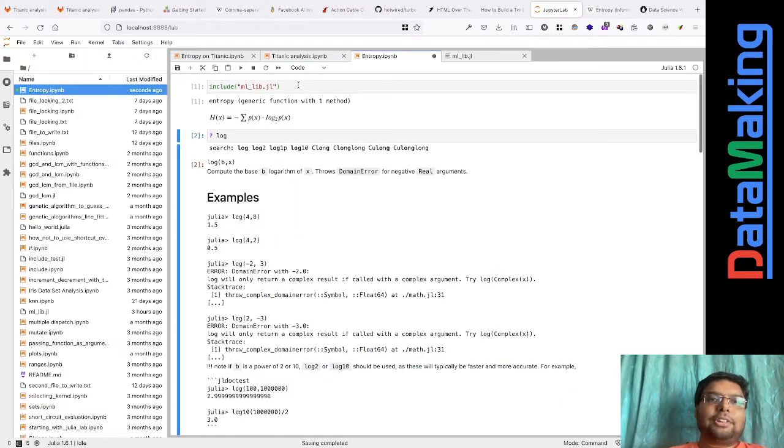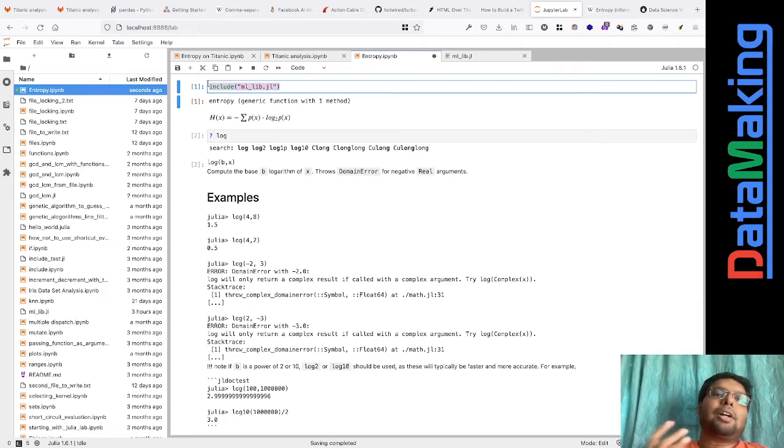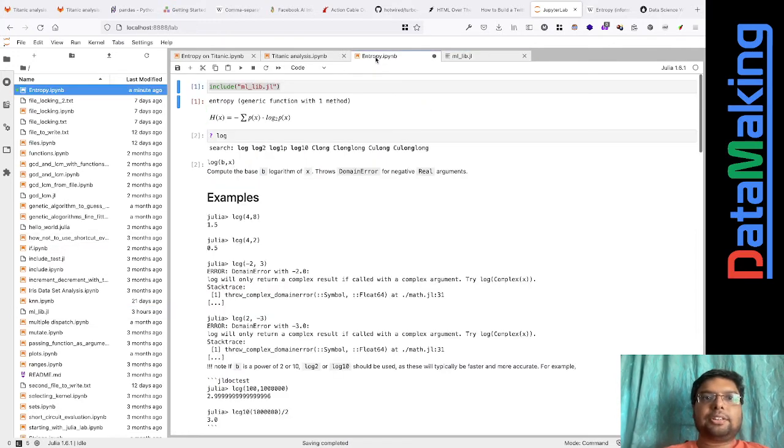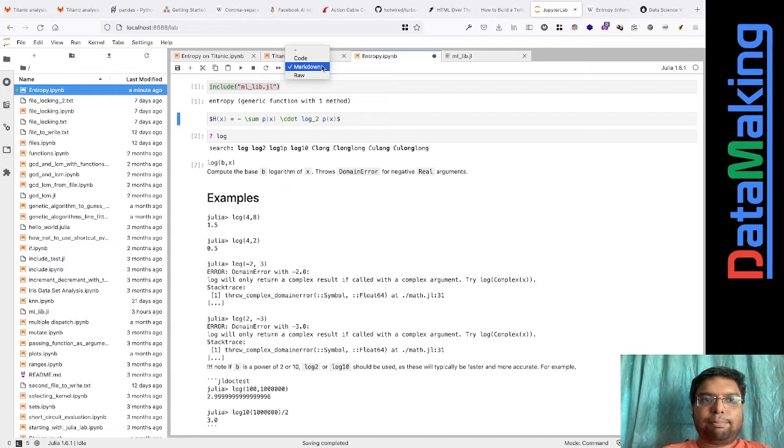So look, I've just included this. This is how you include other programs in Julia. There is this mllib, it's in the same folder, so over here I'm just including it. And this is the formula of entropy. Look, this cell is of type Markdown.